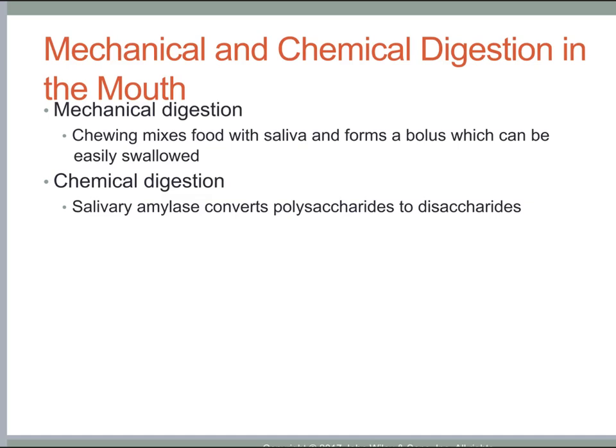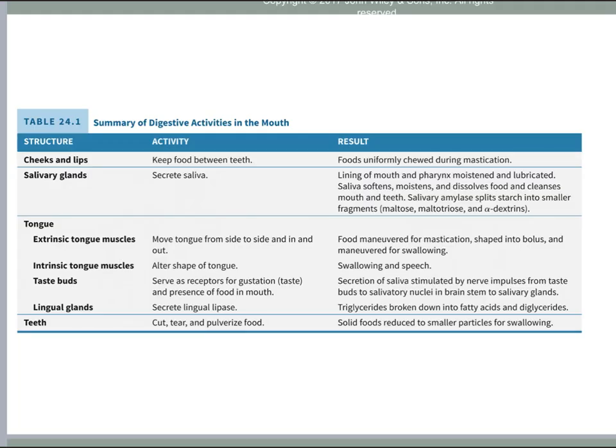We also deal with lingual lipase here, breaking down some lipids. Chart 24.1 is a good summary of the digestive activities in the mouth, looking at structures like the cheeks, salivary glands, tongue, taste buds, and lingual glands, what they secrete, their activity, and their end result, putting a nice table into everything we've talked about so far.